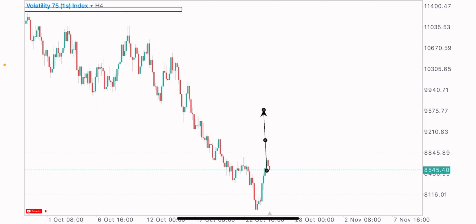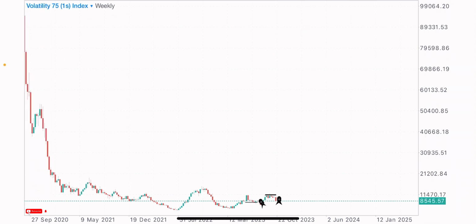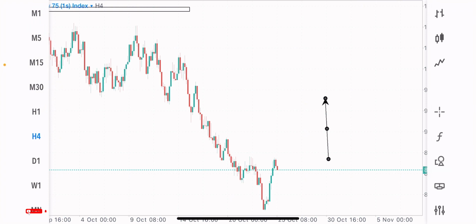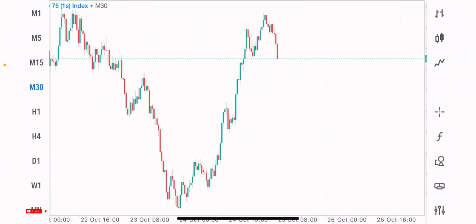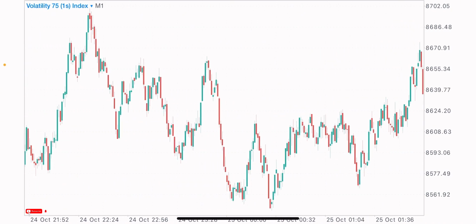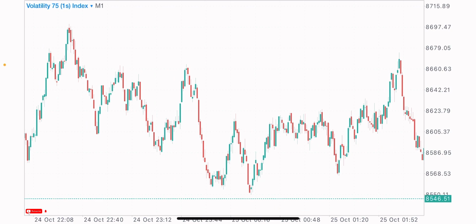These support and resistance levels can be identified on any time frame. It can be identified on the weekly time frame, the daily time frame, the 4-hour time frame, the 1-hour time frame, the 30-minute time frame, even as low as the 1-minute time frame. So let's check if we can identify a level of resistance on the 1-minute time frame.